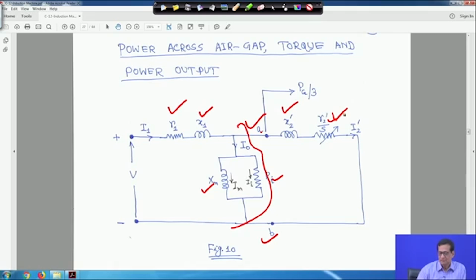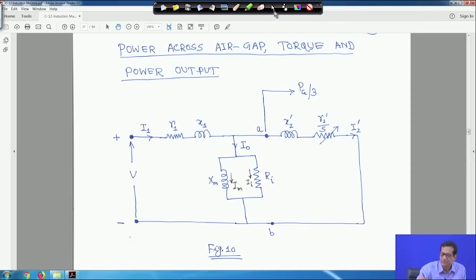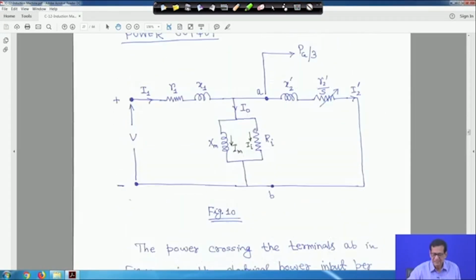Whatever power crosses AB is actually the power input to the rotor side. This is the current I1, this is current I2 dash, and this is I0, quite similar to the transformer circuit. Only here it is R2 dash by S, because it is a rotating device. So this is the circuit.